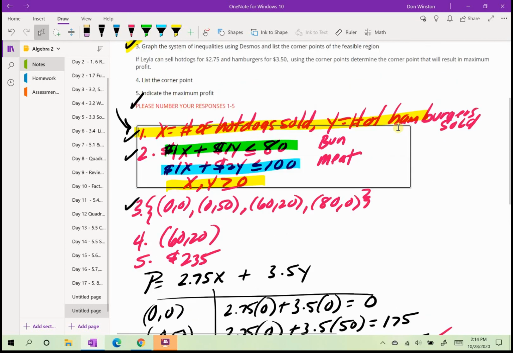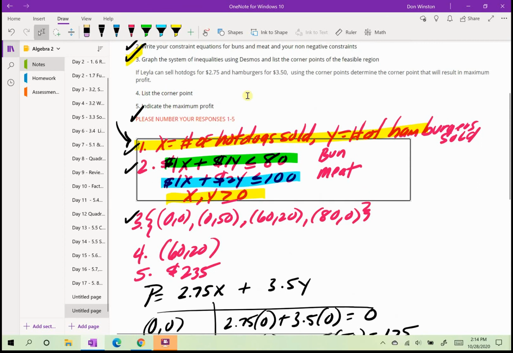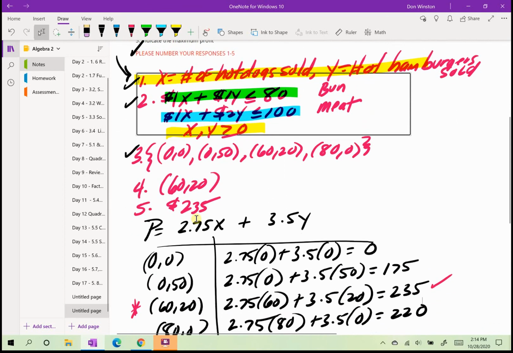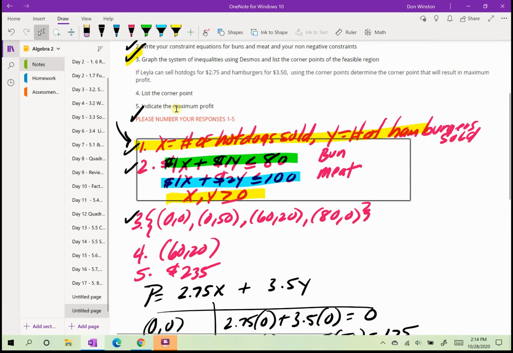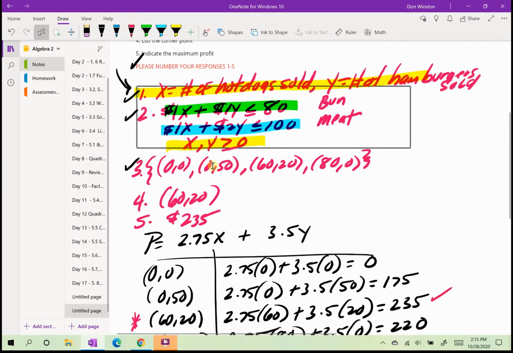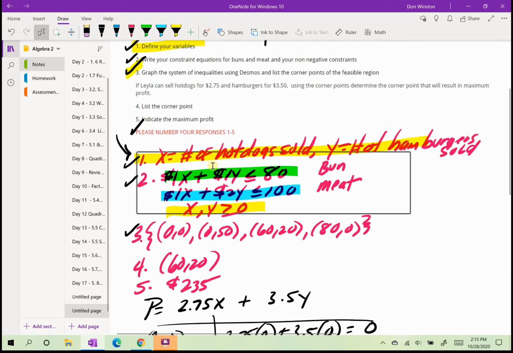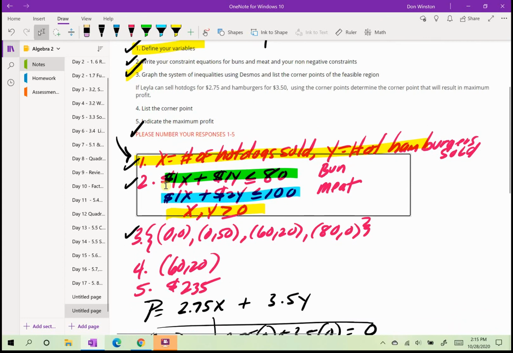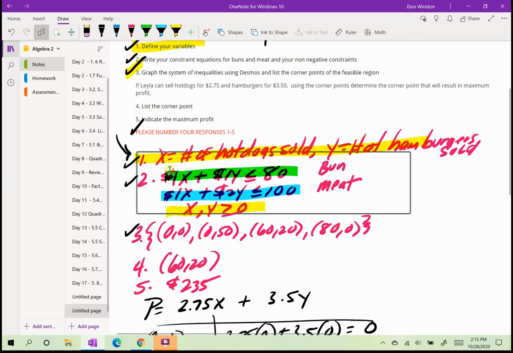Number 4 says list the corner point where the maximum profit occurs, and I did that, 60, 20, and then indicate the maximum profit, and I did that, 235. So you'll have problems like this. They will be exactly like this, and then you'll get to use Desmos to help you answer the problem. But again, make sure you number your responses 1, 2, 3, 4, and 5 in your response box, just like I did.